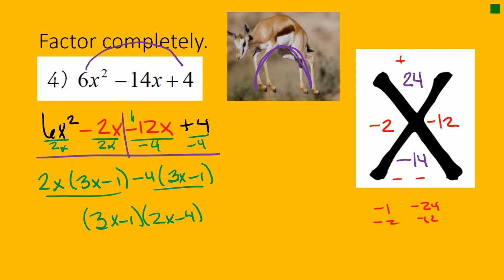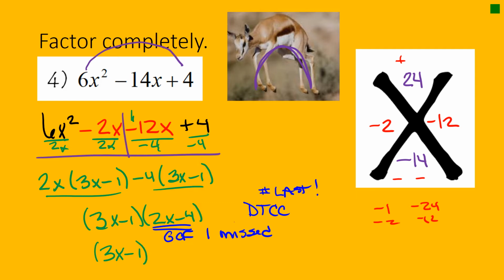Uh-oh. You thought the page was going to turn. It is not. Look at this. Remember the double, triple check, number 6, last on the list. Look at this one. When I put the 2x minus 4 together, do you see that there was a GCF I missed? At the very beginning, I should have taken out a GCF, but I forgot. So I'm going to leave the 3x minus 1. Then I'm going to take my GCF out here. They both have a 2. And when I divide by 2, I get x minus 2.